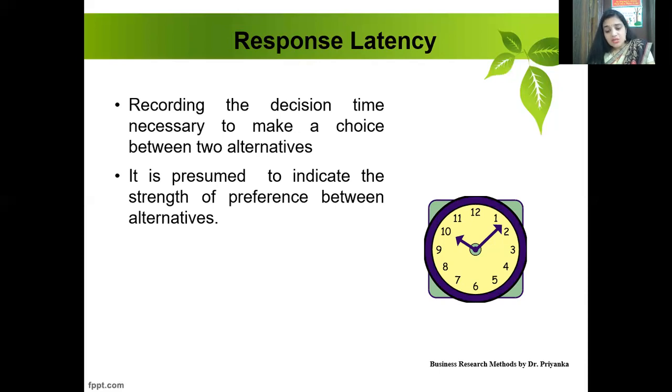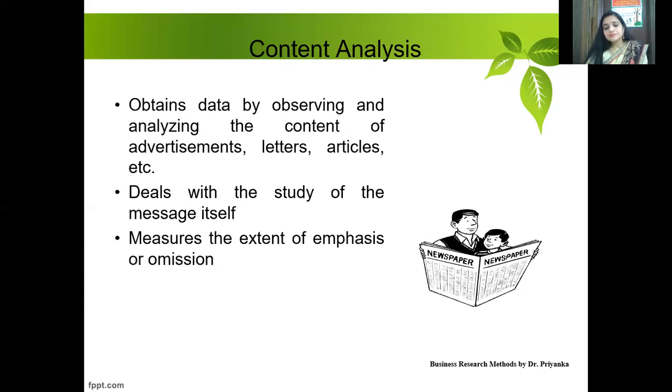The response latency measure is growing more popular nowadays when we have computer assisted data collection methods. With the help of computers, we can collect data easily and we can compare two methods very easily. Over the years, it has grown popular now, right? So response latency is very important when it comes to deciding about decisions.